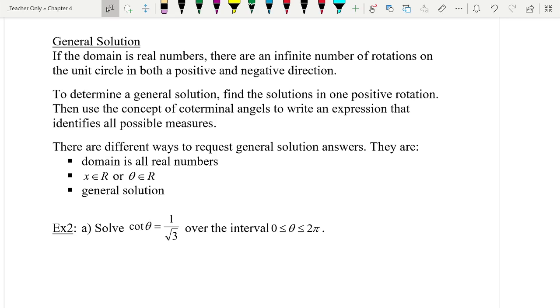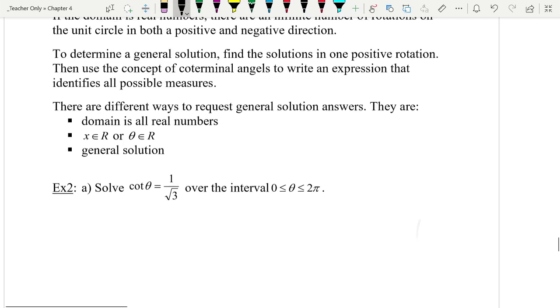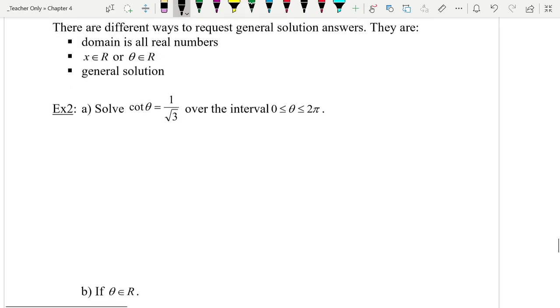So, usually they'll say that. We call this the general solution. And generally what that means is the domain is all real numbers, and they'll say that by saying x ∈ R, or theta is an element of the reals, or they want a general solution. So, for example, here's one that's just kind of the old type question. Solve for cotangent θ = 1/√3 over the interval from 0 to 2π.